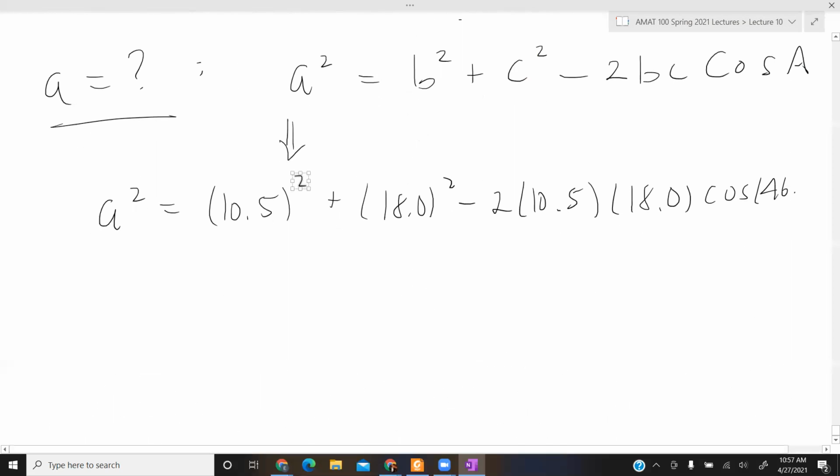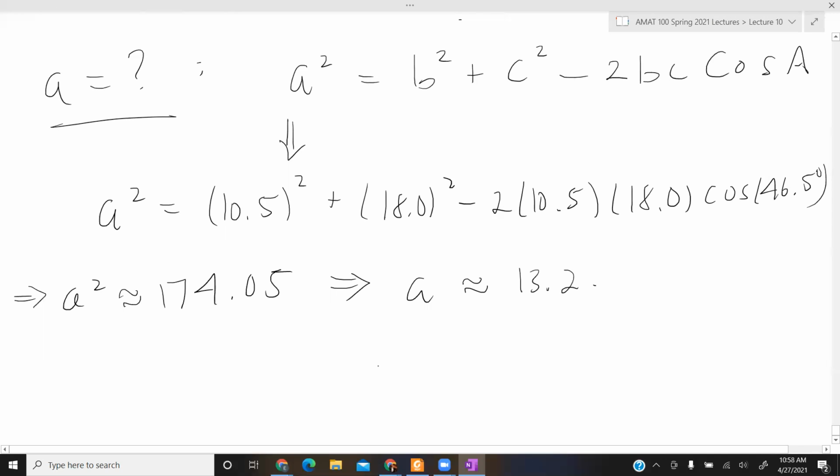So 46.5 degrees. If you plug this into the calculator, you'll get that this is approximately 174.05. And then you take the square root of both sides. You ignore the negative root, right? Because lengths have to be positive. So A is going to be approximately the square root of this, which, if you plug into your calculator, is approximately 13.2.